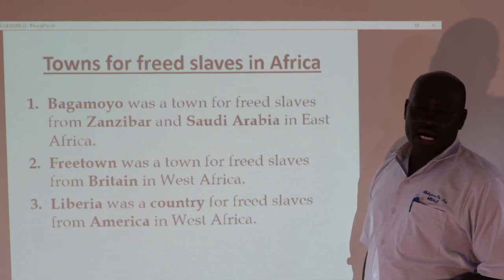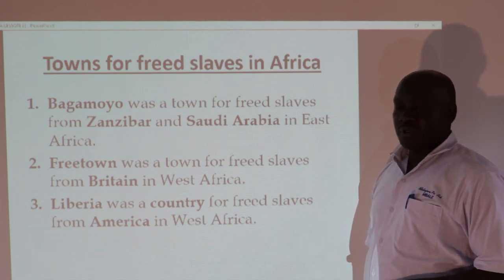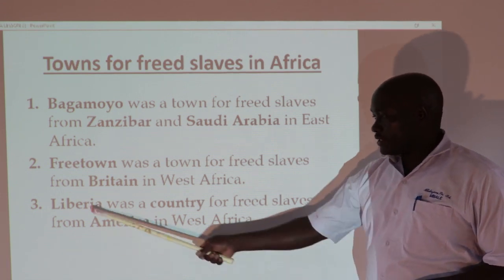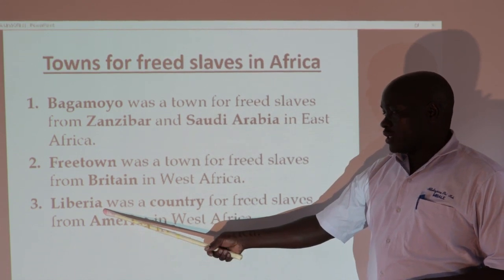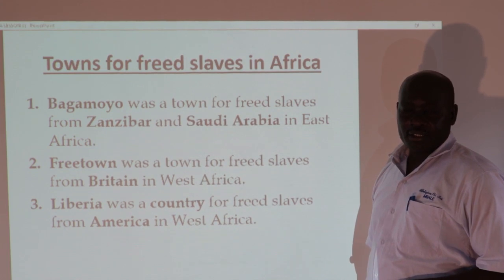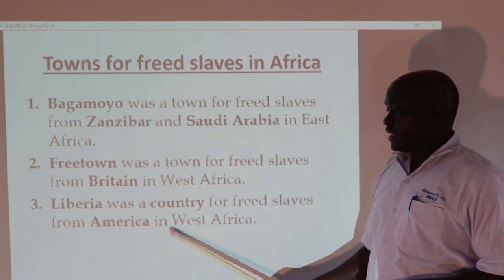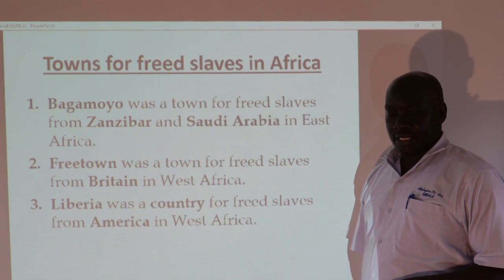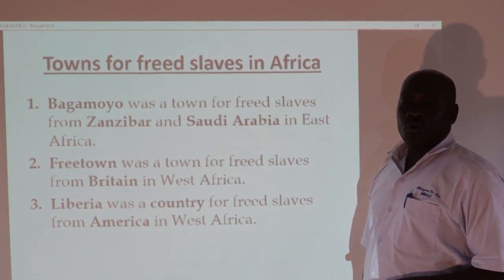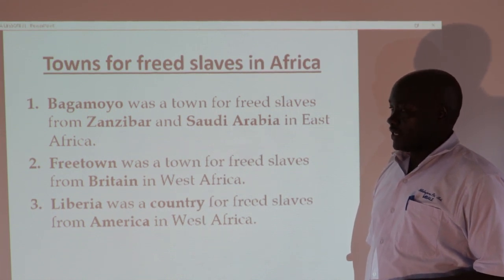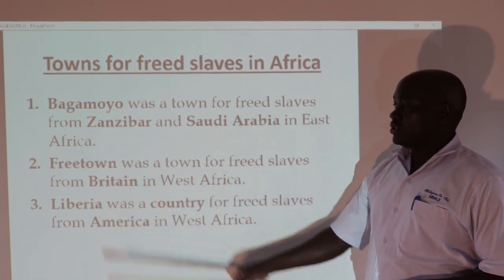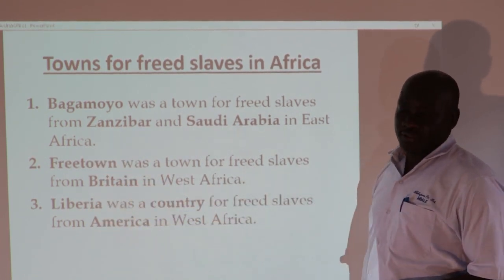Now, then we have a country in West Africa which we know was not colonized. This country is known as Liberia. This was a country for freed slaves from America. Those who were brought from America were settled in Liberia. We shall look at Liberia when we talk about colonialism in Africa. So, this was a town along the East African coast, this one was in West Africa, and this one was a country in West Africa.